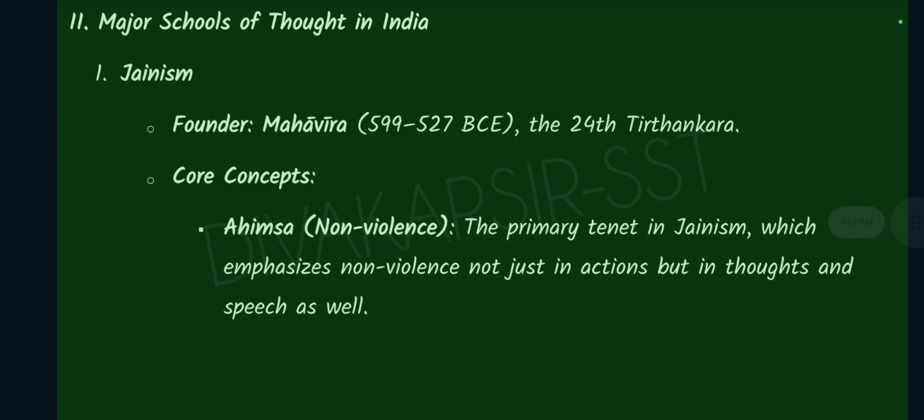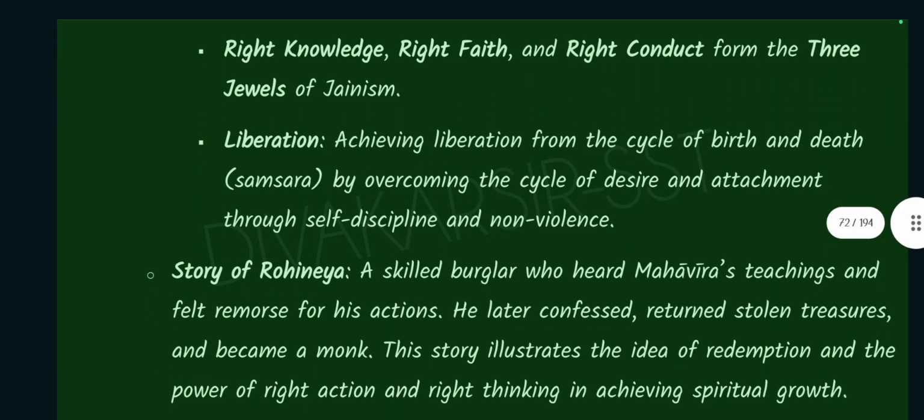Number 2. Major schools of thought in India. Jainism. Founder Mahavir, 519 to 527 BCE. The 24th Tirthankar. Core concepts: Ahimsa, non-violence. The primary tenet in Jainism, which emphasizes non-violence not just in actions but in thoughts and speech as well. Right knowledge, right faith, right conduct form the three jewels of Jainism.